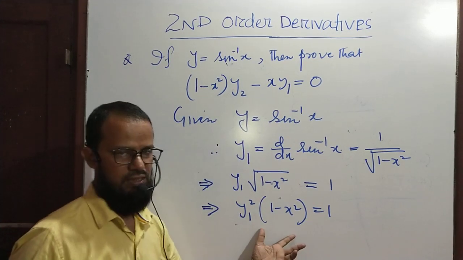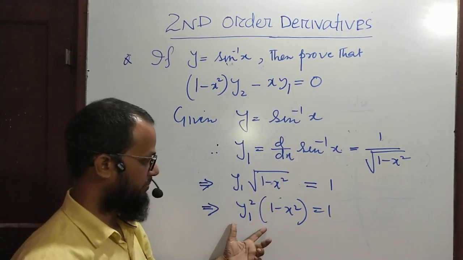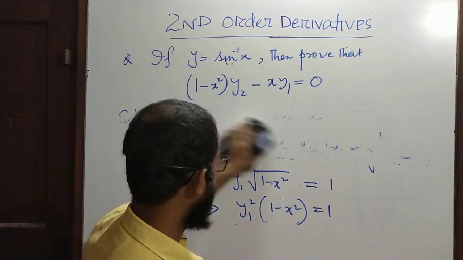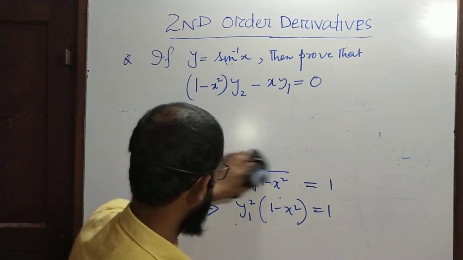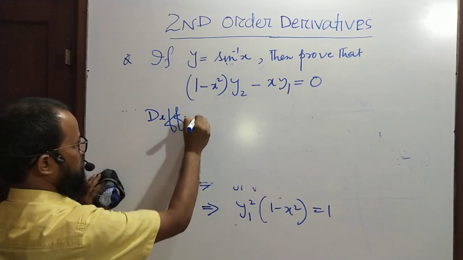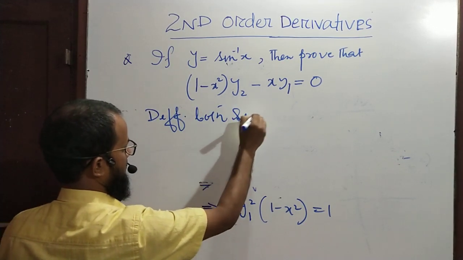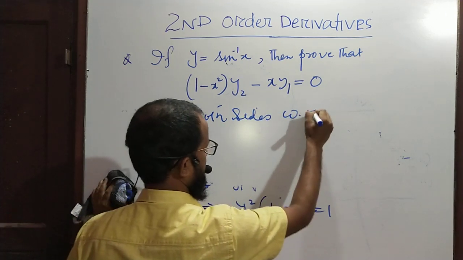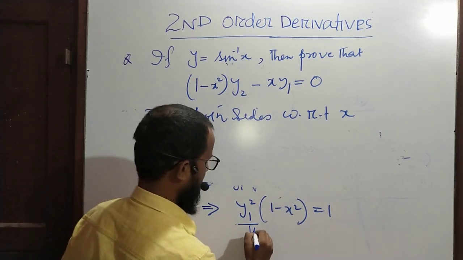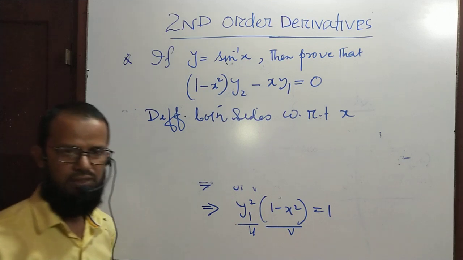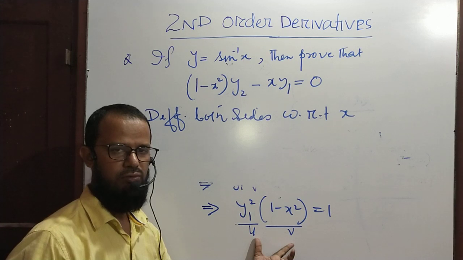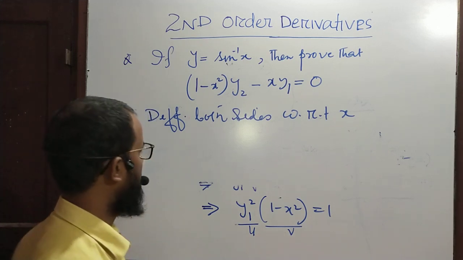Now, after getting this result, your aim is to get y2. So you have to differentiate this particular relation, both sides, with respect to x. Here there are two functions. You consider this is u and this is v. So you can apply d/dx of u into v, which is equal to u into d/dx of v plus v into d/dx of u.